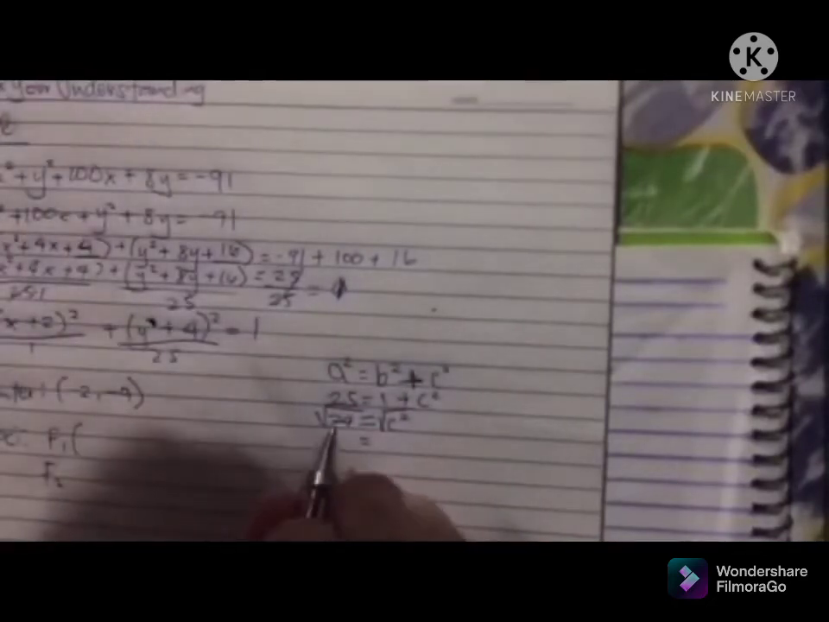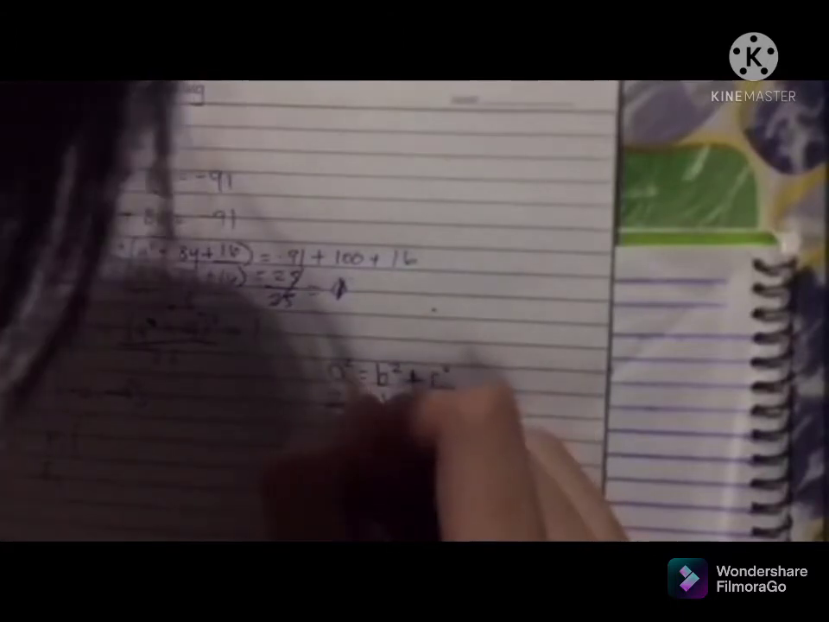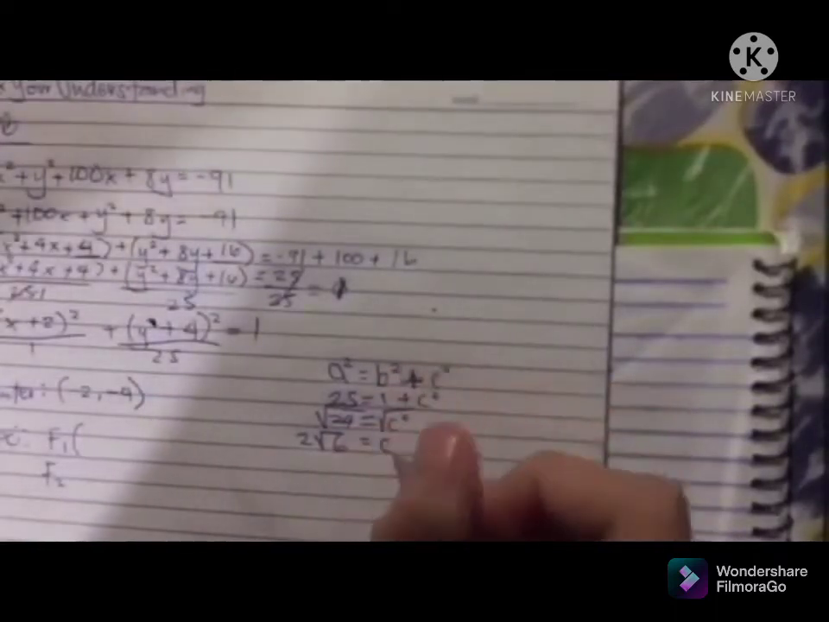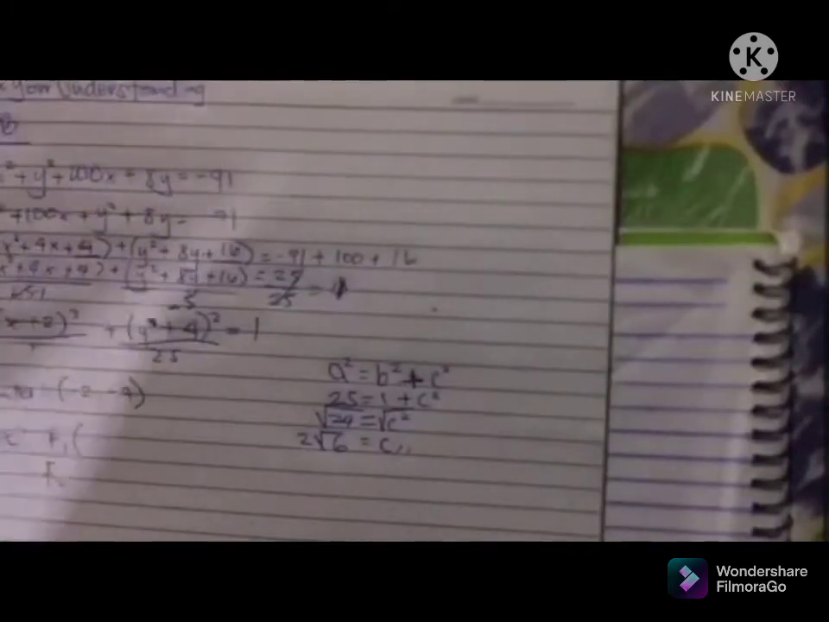c squared. Square root, we have a perfect square here, which is 4, 2 times 2, let's make the 2 outside. 2 times the square root of 6 for the 24.